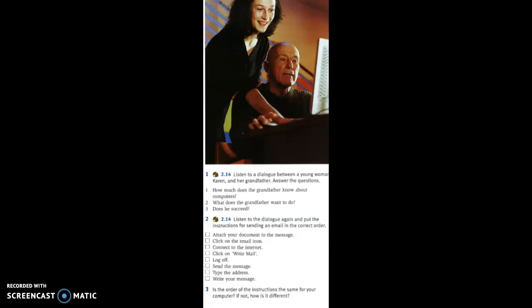Okay. Well, there's no task to raise interest, but I think we can exploit this picture. You can show the picture and say what's happening here and elicit ideas from the students. Then exercise 1 here: listen to the dialogue and answer the questions. How much does the grandfather know? What does he want to do and does he succeed? That seems like a nice, simple first listening task.